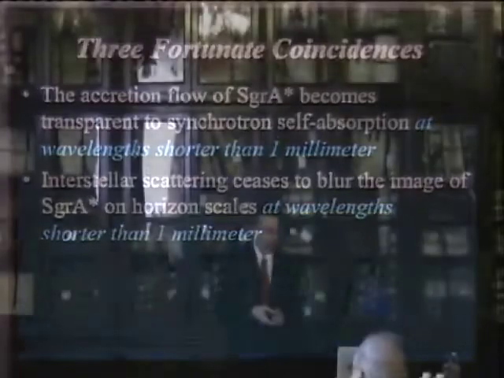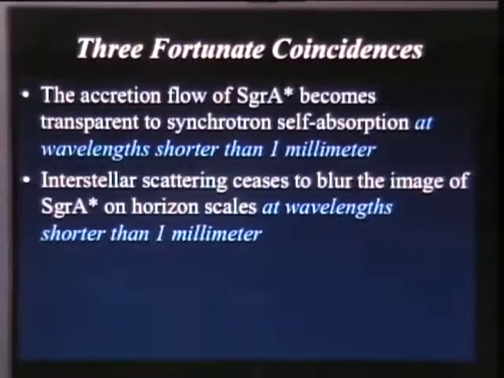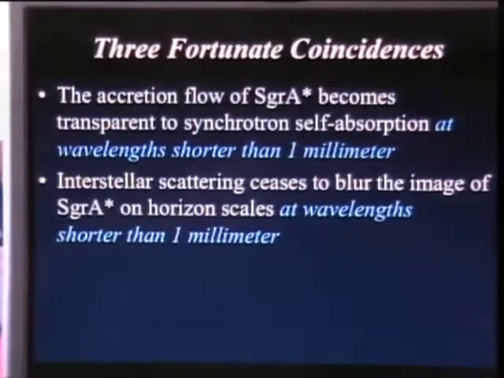Turns out that the interstellar medium along the line of sight to the source scatters the radio waves and blurs the image of this radio source. And the wavelength at which the blurring is insignificant relative to the scale of interest, for example, the angular size of the ISCO, it so happens that the blurring becomes insignificant at wavelengths less than 1 millimeter. And this is a pure coincidence that at the same wavelength you get the lack of blurring due to the interstellar medium and the lack of absorption due to the accreting gas.